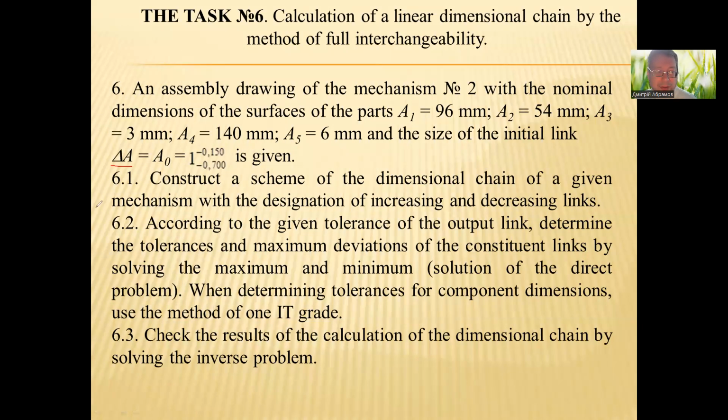delta A, or A0, is the initial link, or closing link. This link is equal to 1 millimeter, with upper limit deviation minus 0.150 and lower limit deviation minus 0.700. These are the tolerance fields of the initial link. So A0 is equal to 1.